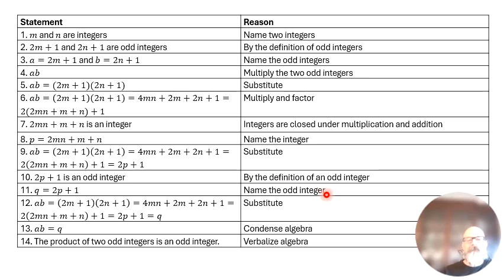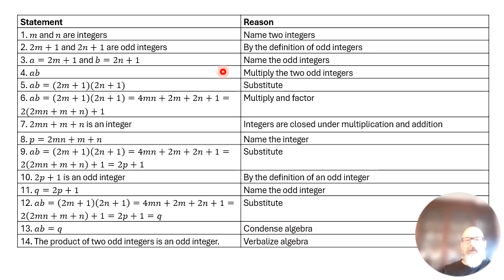Name the odd integer. Bring back all the algebra from line 9 and 12 and do some more substitution. 2p plus 1 is q. How do we know that? Because we nicknamed it q in the last line. Substitution. Why do we keep nicknaming things? Why do we take the time to condense this algebra? AB equals q. AB equals q. Wow, that's easy to understand once you condense the algebra.